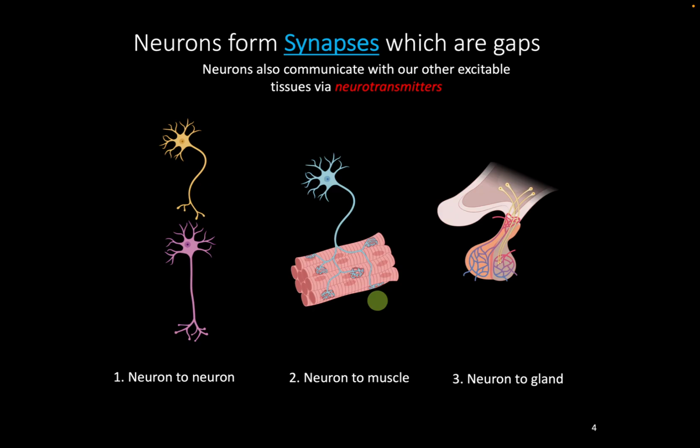All right, so now let's look at the three different types of synapses, which again, they're just gaps, they're spaces, three different synapses that we can have. First off, we've kind of already mentioned this one, but neurons can talk to other neurons, okay? And we can see here they're not physically touching, okay? They're just right next to each other, but essentially this yellow neuron would be communicating with this purple neuron. So that's a neuron to neuron synapse.